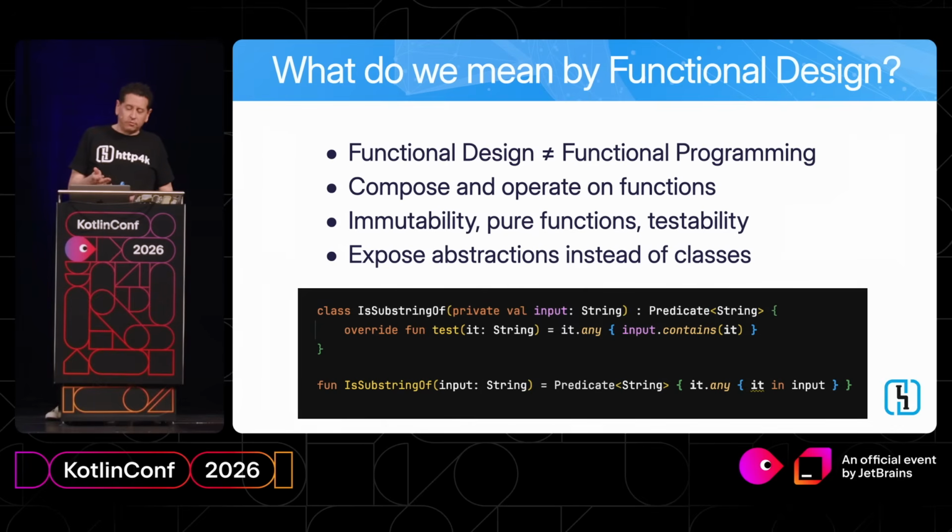The second option exposes only the predicate interface. So we have no kind of class that we know about. It's just the predicate function. http4k heavily leans towards the second style of programming whenever possible.